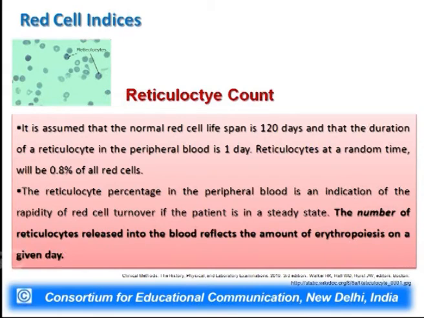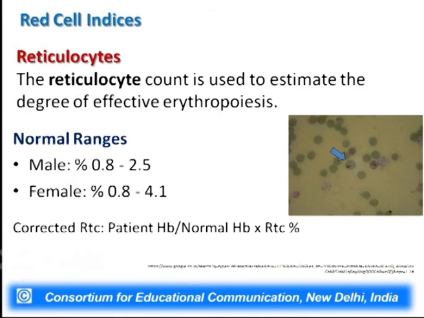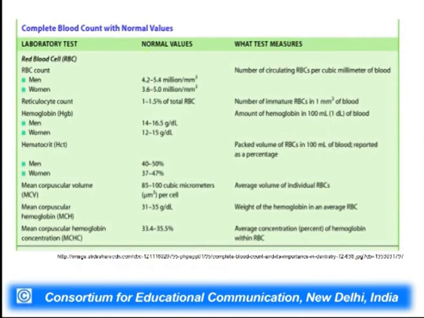If there is an increase in the number of reticulocytes, it immediately indicates a rapid increase in red blood cell turnover in the patient. The number of reticulocytes released into the blood reflects the amount of hematopoiesis taking place in the bone marrow on that given day. Now, these various tests give us an idea about what exactly is happening.